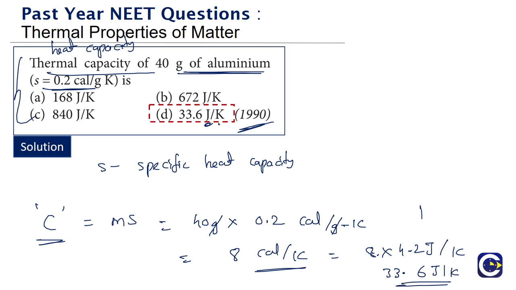It's a straight question. Just that total heat capacity of any object is equal to the mass of that particular object into the specific heat capacity of the material of which this object is made up of. Okay.